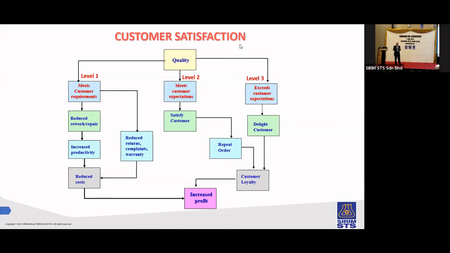Finally, what the management look at is the increase of profit. That's very, very important, the increase of profit to the organization.